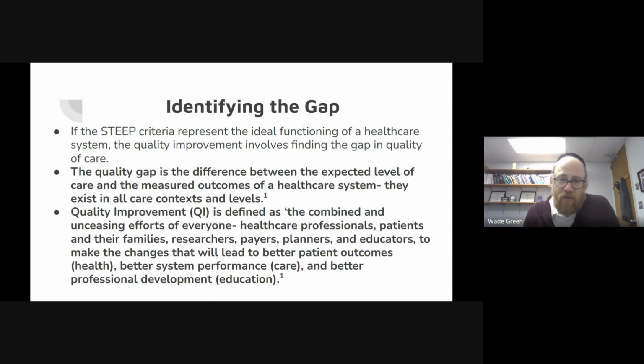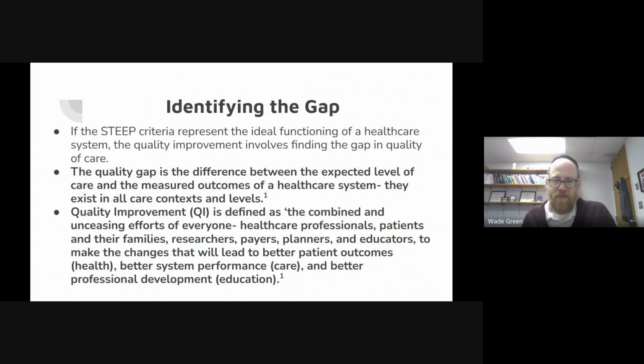So if the STEEP criteria represent the ideal functioning of a healthcare system, then quality improvement involves finding a care gap in the quality of care. So we define the quality gap as the difference between the expected level of care and the measured outcomes of a healthcare system. Okay, that can be cost, that can be any metric. You pick the metric: number of hospital admissions, number of deaths, whatever it is. All right.